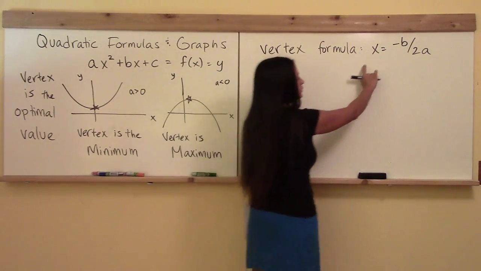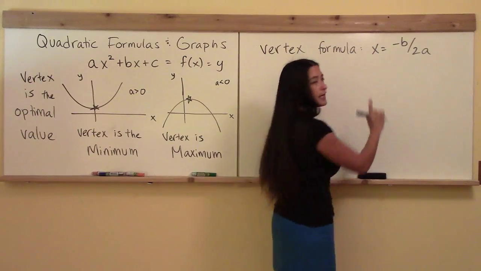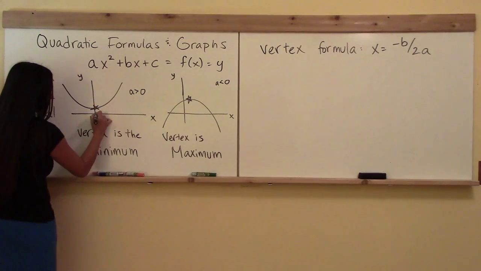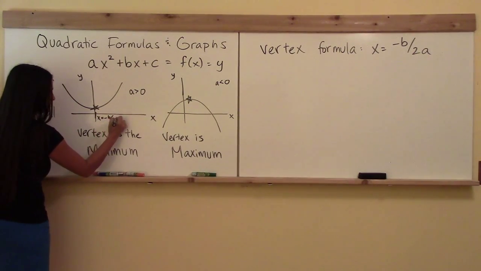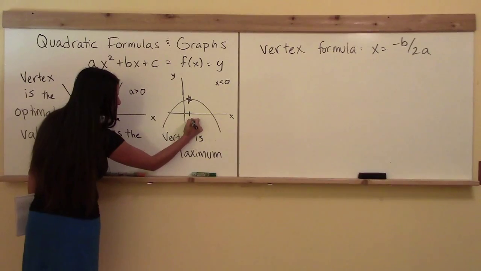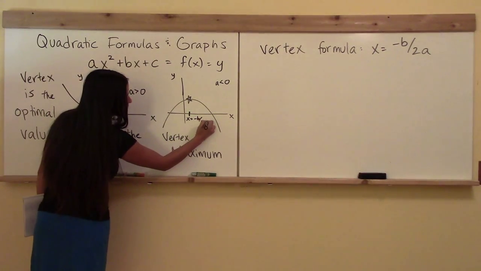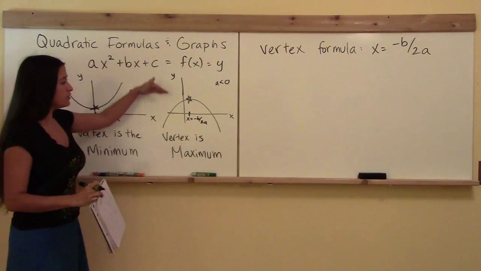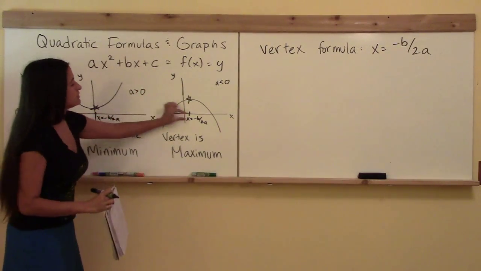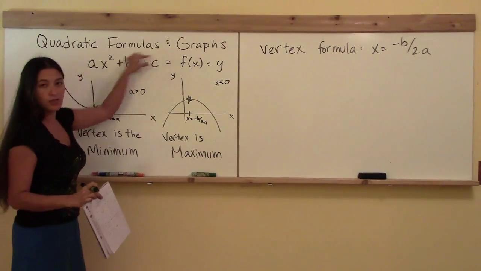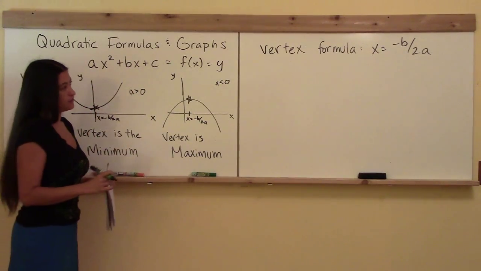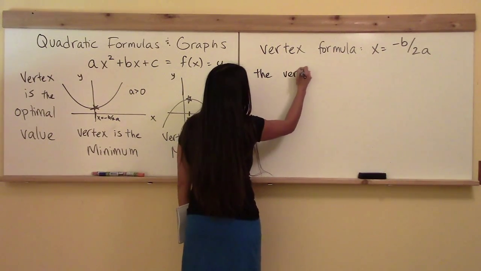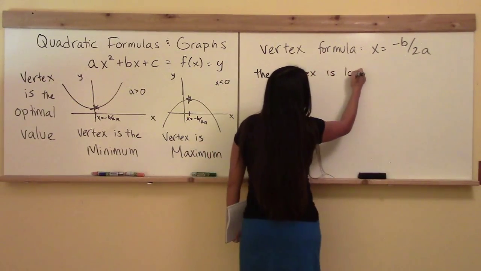Please note that this is an equation that gives you the value of x where the vertex occurs. So if this is the value of x right here, x is equal to minus b over 2a. It gives you the x location, and then if you want to know the height, the y location, you have to take that value of x and plug it back into the f of x, and then get the height.